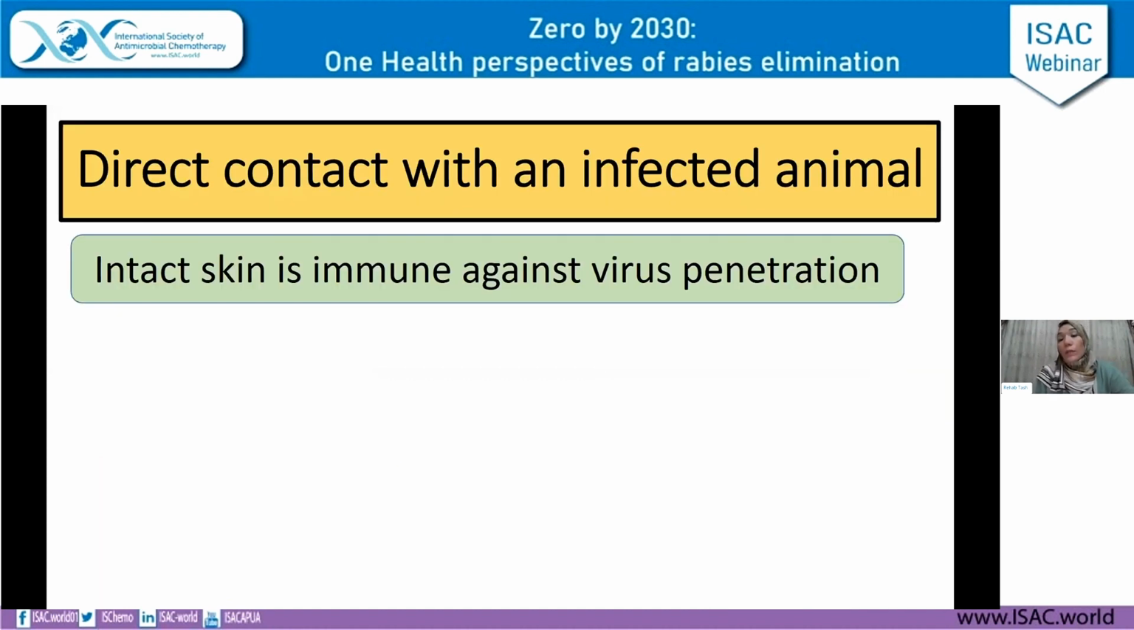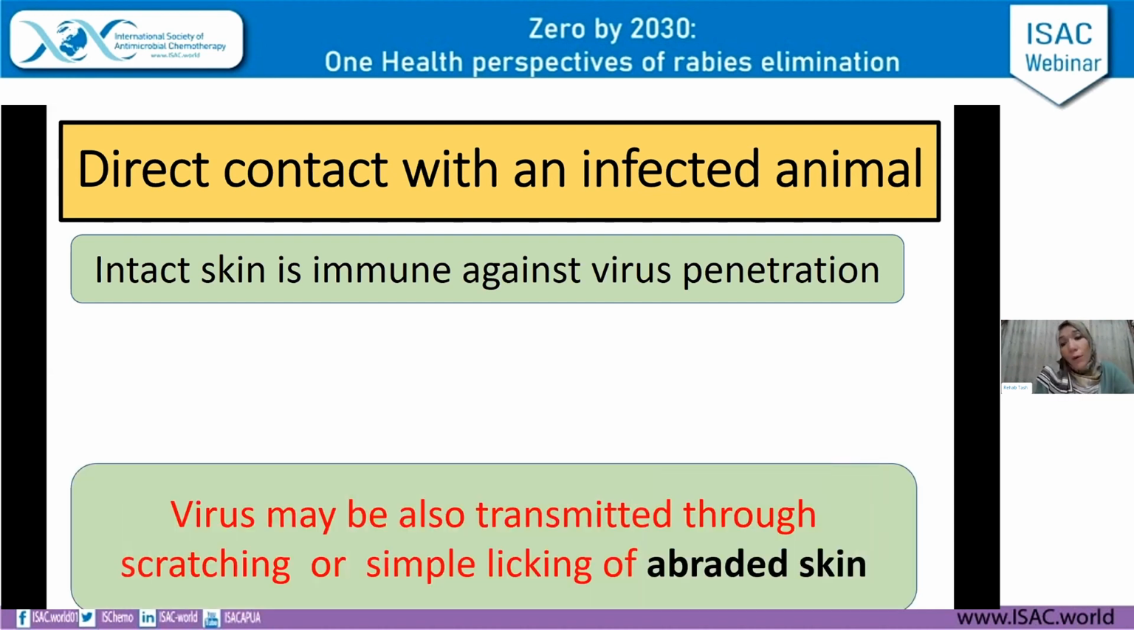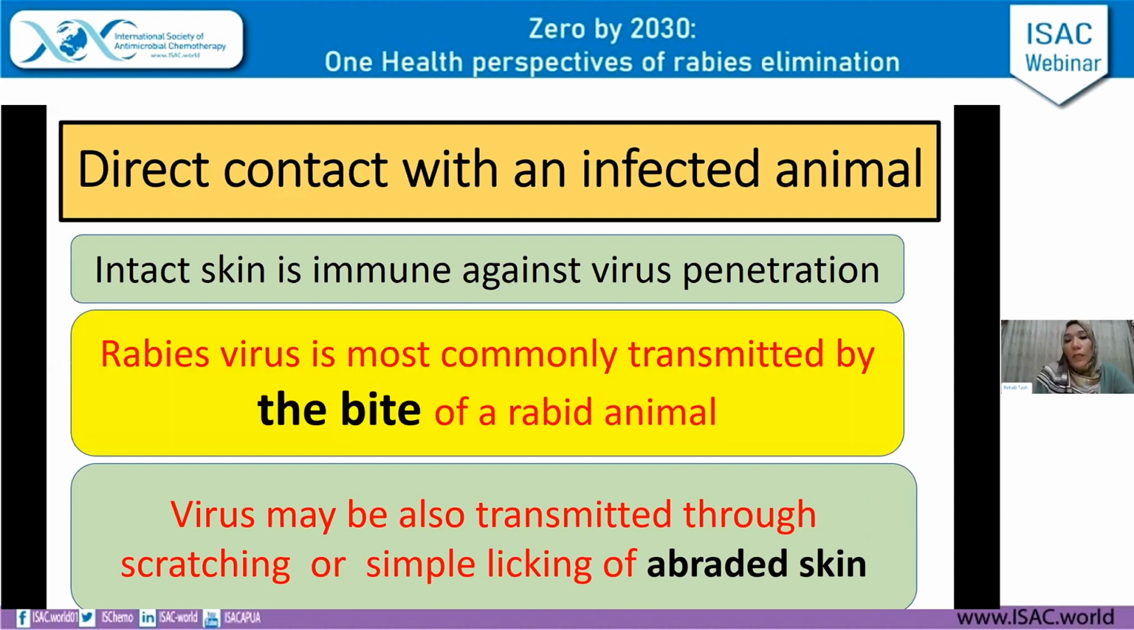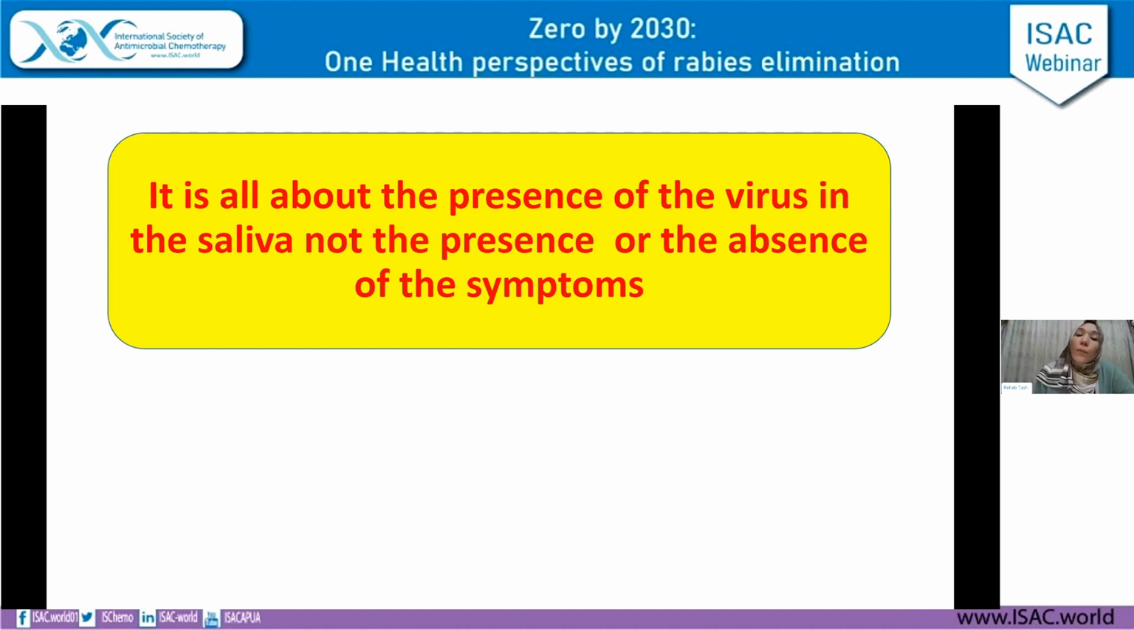Direct contact with an infected animal is the most common mode of transmission of rabies. The good news is that intact skin is immune against virus penetration. So contact or licking with rabies virus on intact skin carries no risk of transmission of rabies. However, with abraded skin there is a risk. The bite of the rabid animal is the most common cause of transmission, but the presence or absence of symptoms will not determine the transmission.